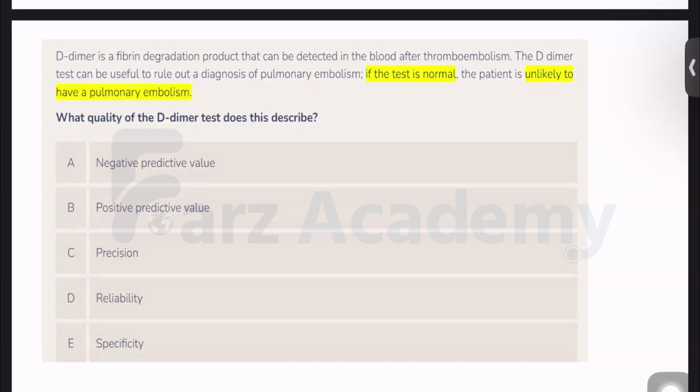So what is this value called, where you tell that if a test is normal or negative, the person will not likely have the disease, or a negative test result will tell you that the patient would be free of disease or unlikely to have the disease? What is this unlikely dragging you towards in the option? Negative predictive value. Very good. So this is a negative predictive value.